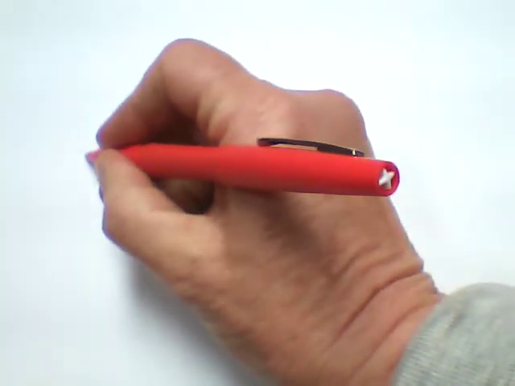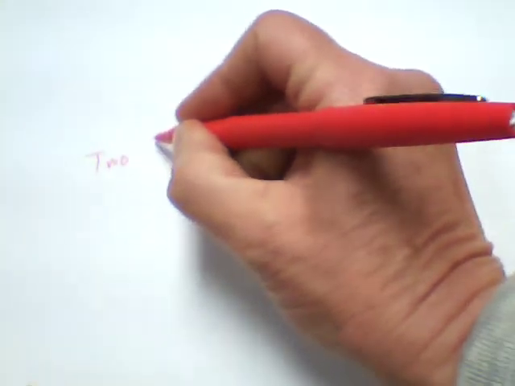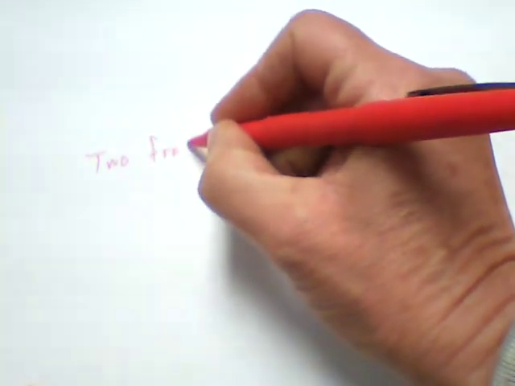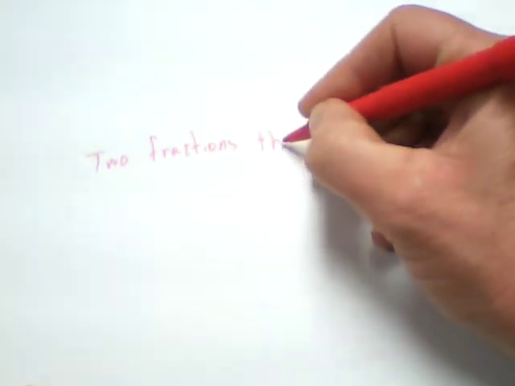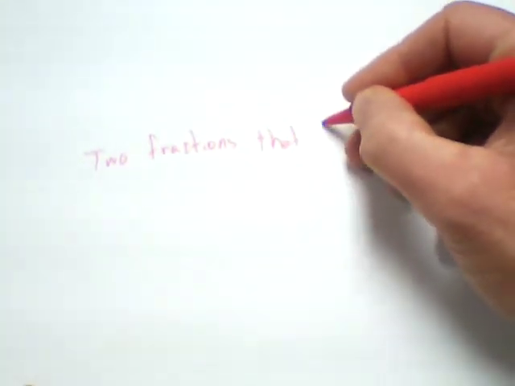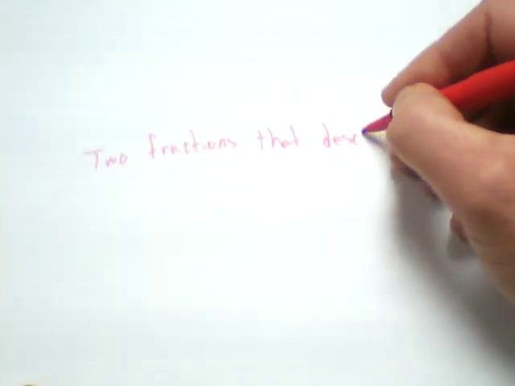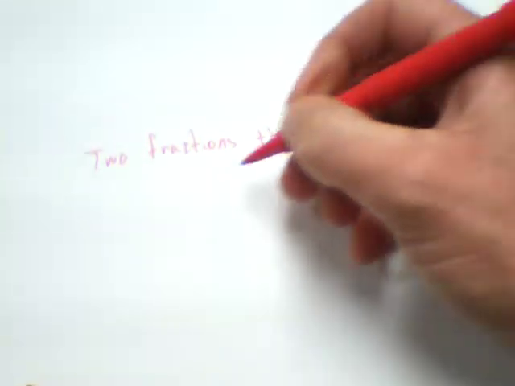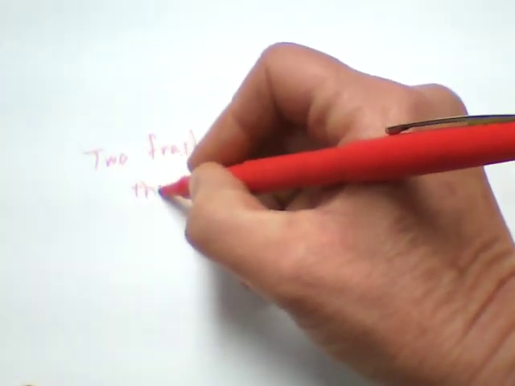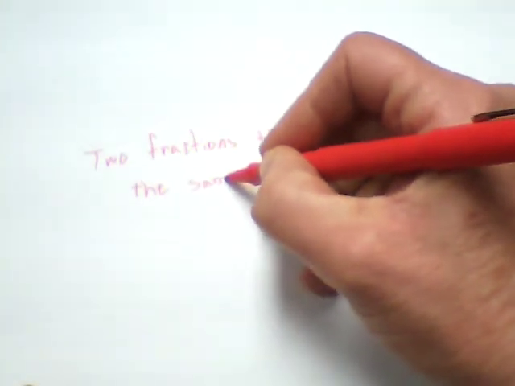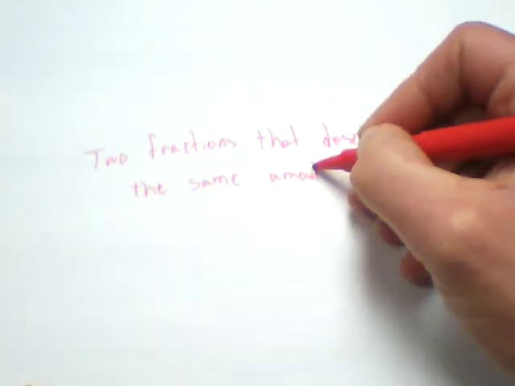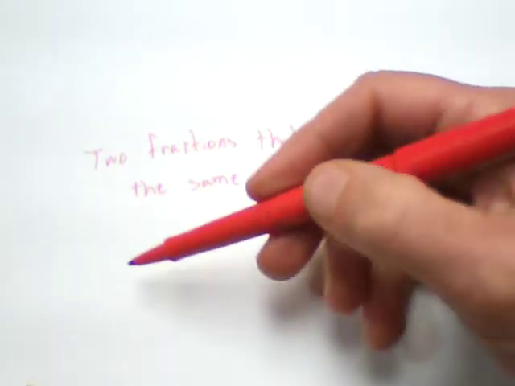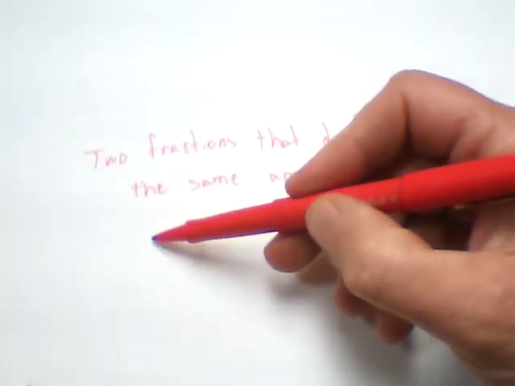Two ways, or we could say two fractions that describe the same amount. Just equivalent. The word equivalent is the key. So let's just look at a picture of what that would look like.